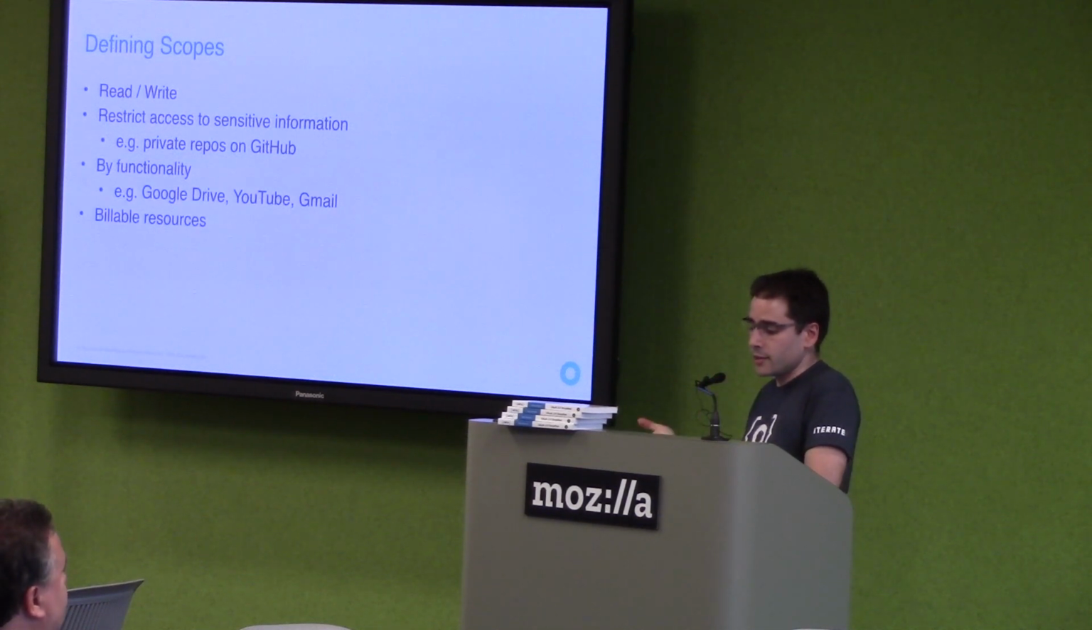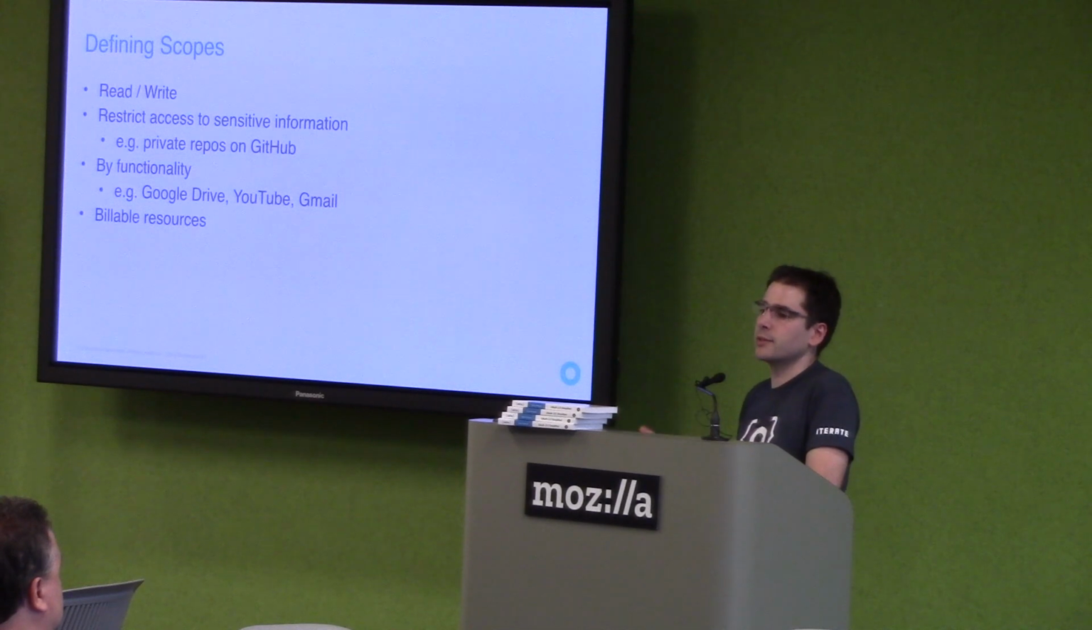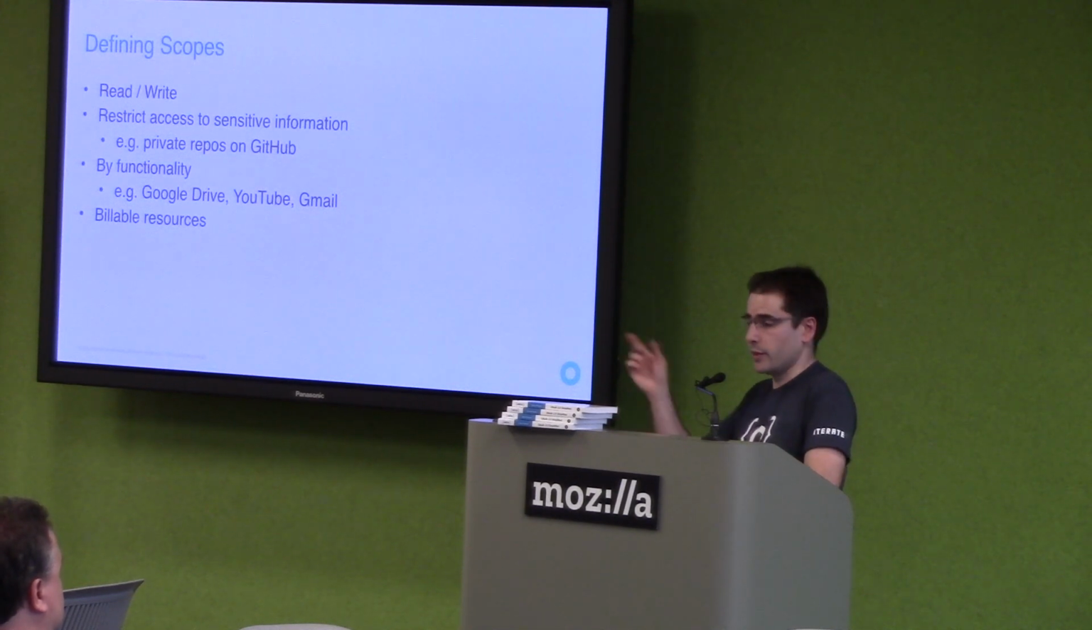By functionality. Google does this with its services: Google Drive, YouTube, Gmail are all considered separate functionality, separate resources, so they all have different scopes, and they all have scopes within those as well. Billable resources is a good idea to split on as well.